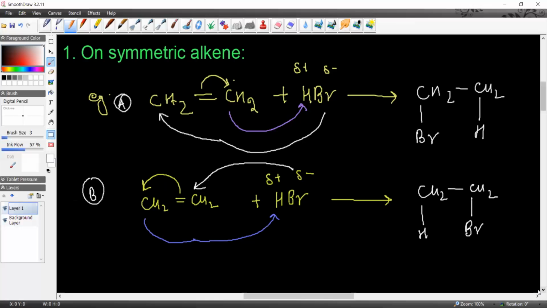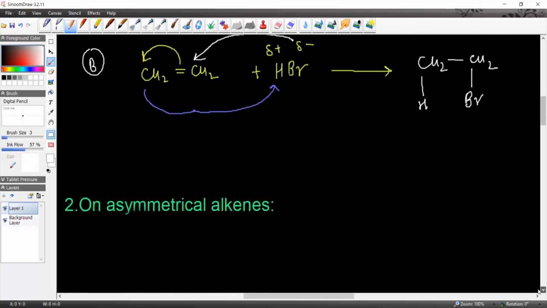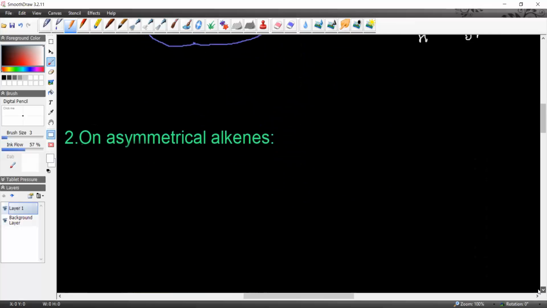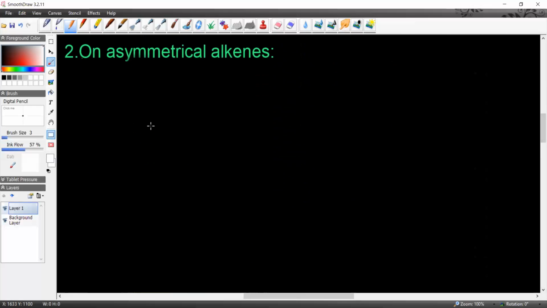Now come to the addition of HBr or hydra acids on unsymmetrical alkene. But in the case of unsymmetrical alkene, the situation is quite different. Now you are saying, sir, how is the situation quite different? Okay, let's take an example of the unsymmetrical alkene. I'm taking the simplest unsymmetrical alkene. So this is an unsymmetrical alkene: CH3 single bond CH, double bond CH2.